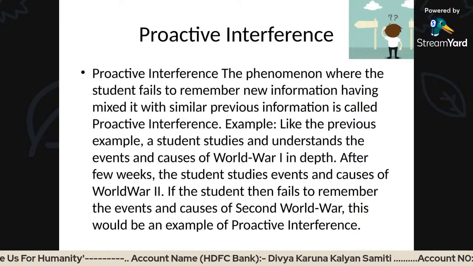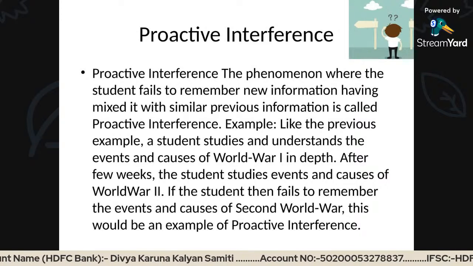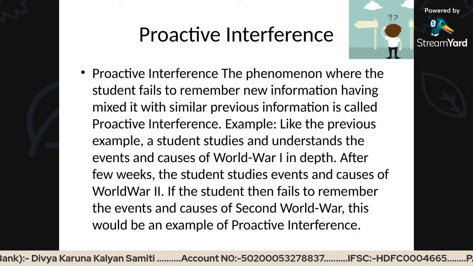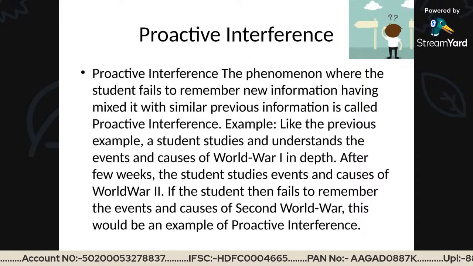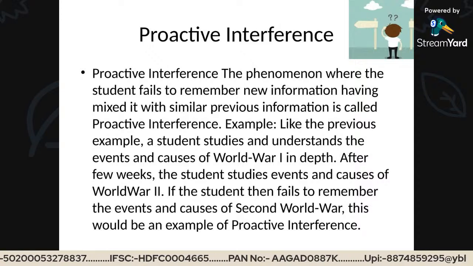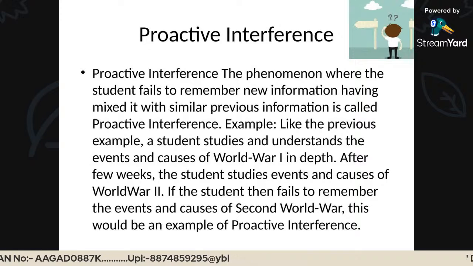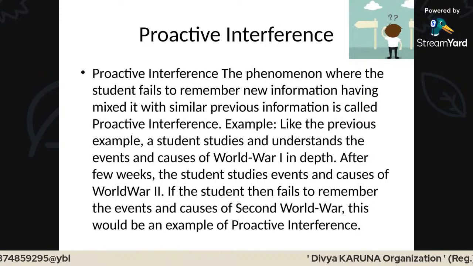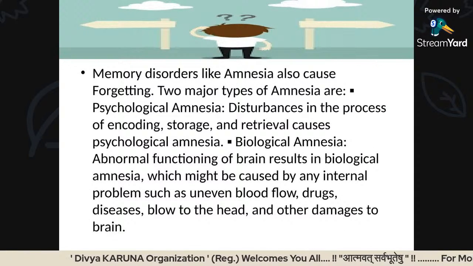Now, proactive interference is the phenomenon where the student fails to remember new information, having mixed it with similar previous information. For example, like the previous example, a student studies and understands the events and causes of World War One. After a few weeks, the student studies the events and causes of World War Two. If the student then fails to remember the events and causes of the Second World War, this would be an example of proactive interference.